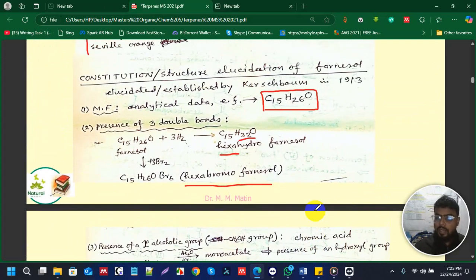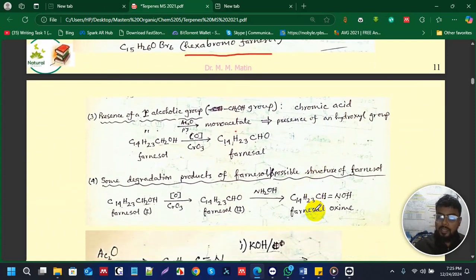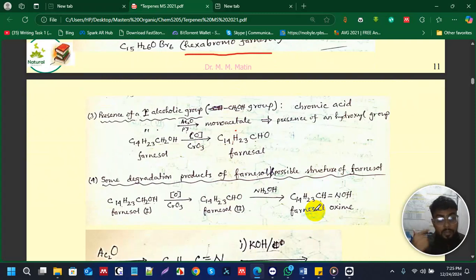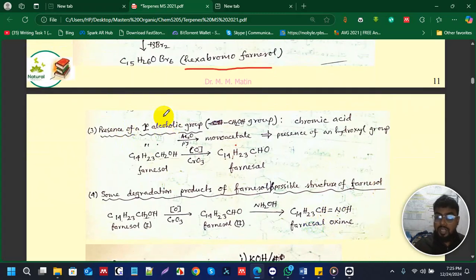Secondly, we confirmed the presence of 3 double bonds. And thirdly, we will confirm the functional group of farnesyl: the presence of a 1-degree alcoholic group. The scientists established, or elucidated, the structure of farnesyl by means of these steps. Presence of a 1-degree alcoholic group.